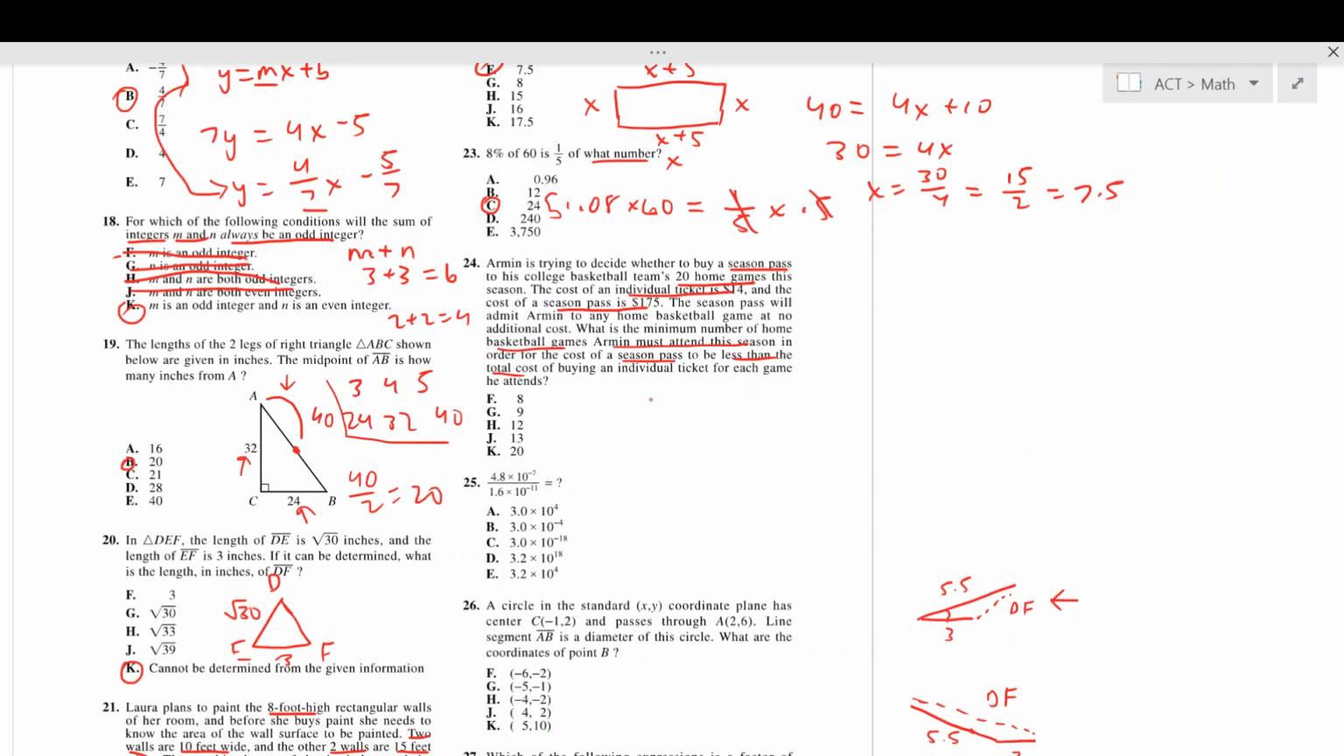So let's see. We want the season pass to be less than, so the cost of the season pass should be less than the cost of buying an individual ticket. So an individual ticket is $14 per game.